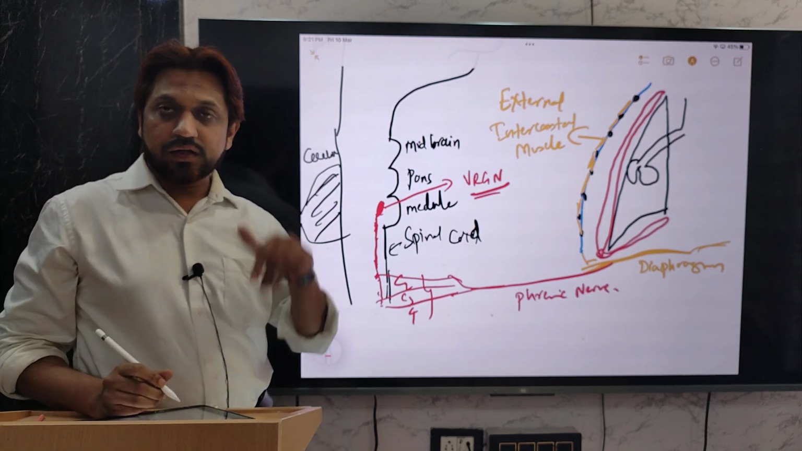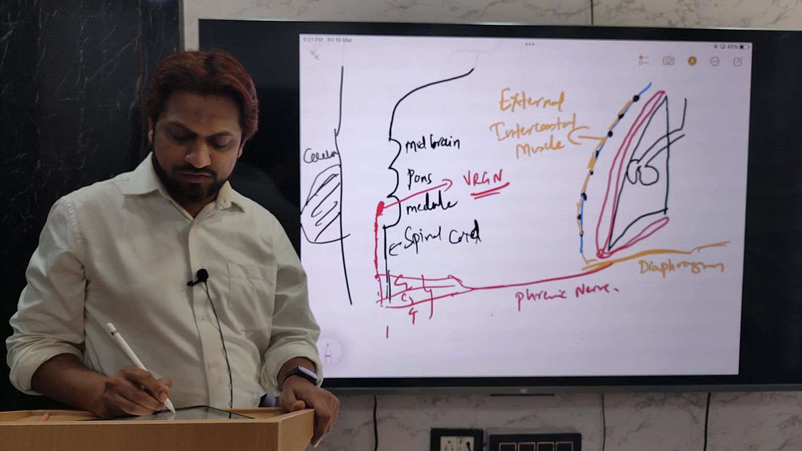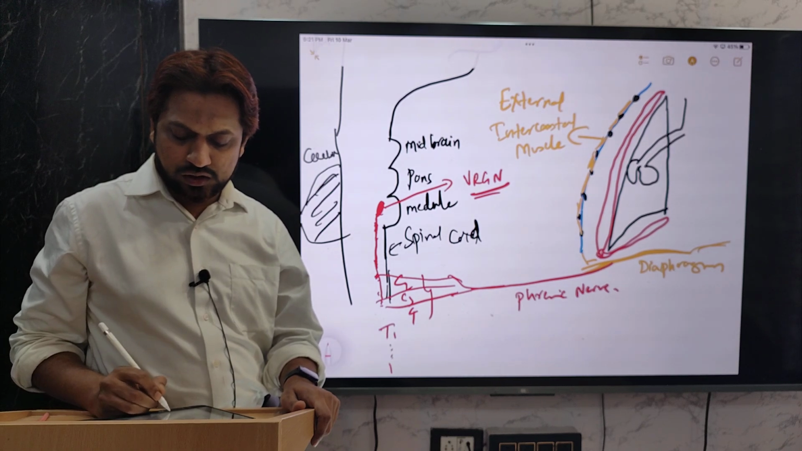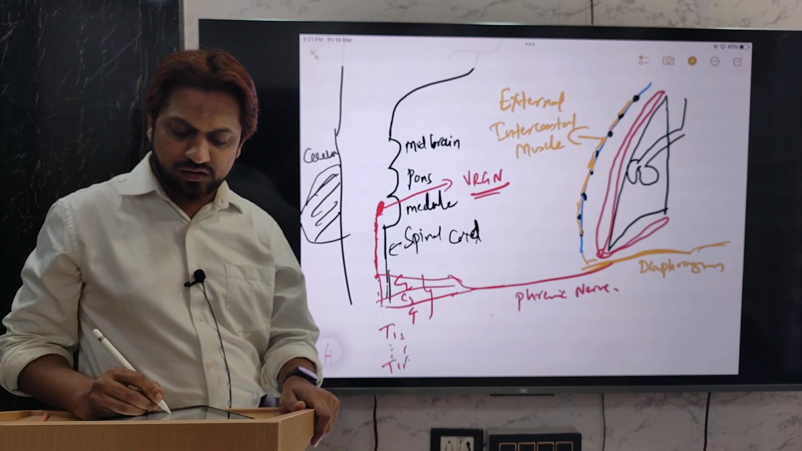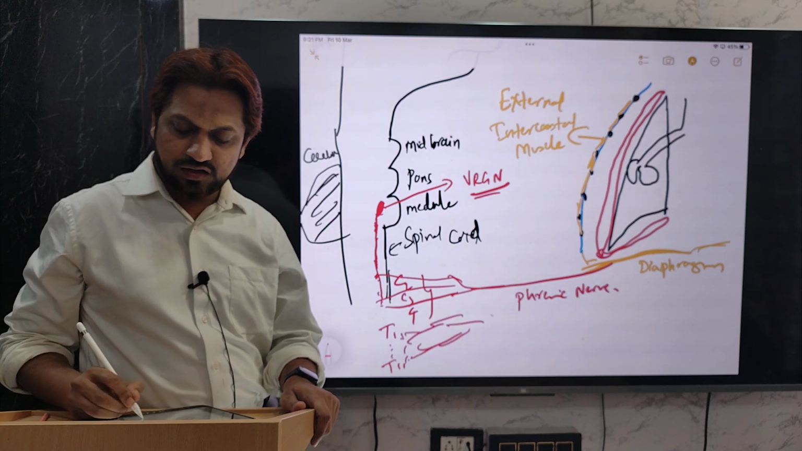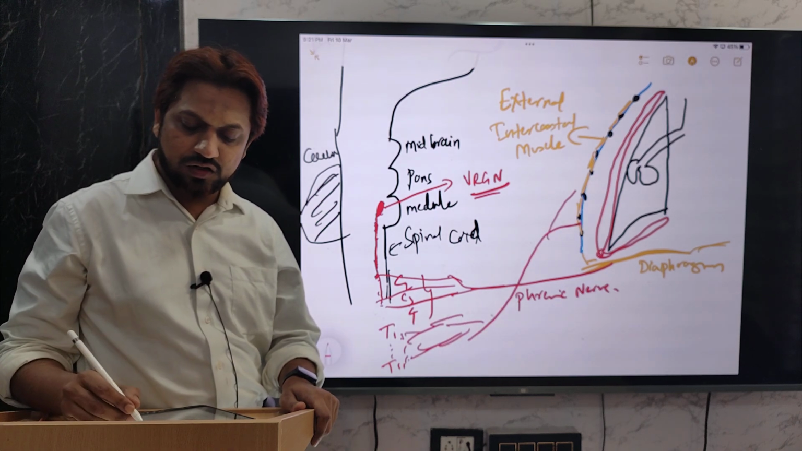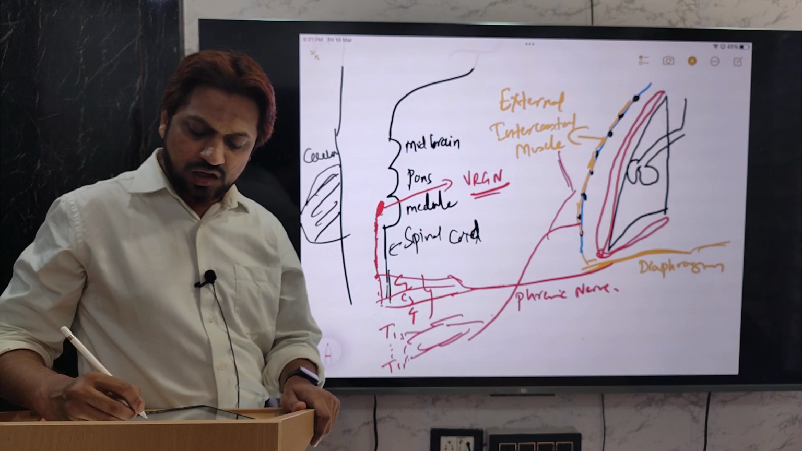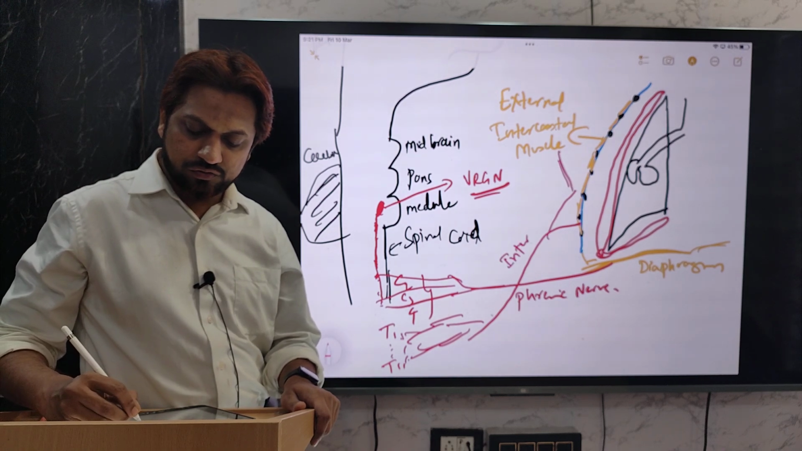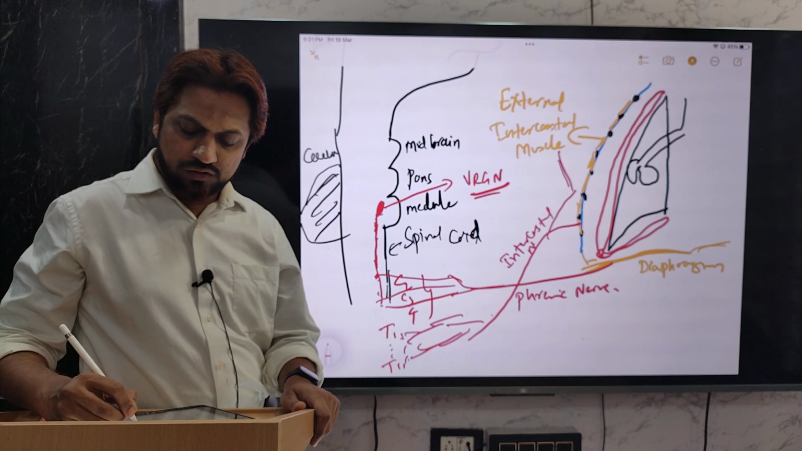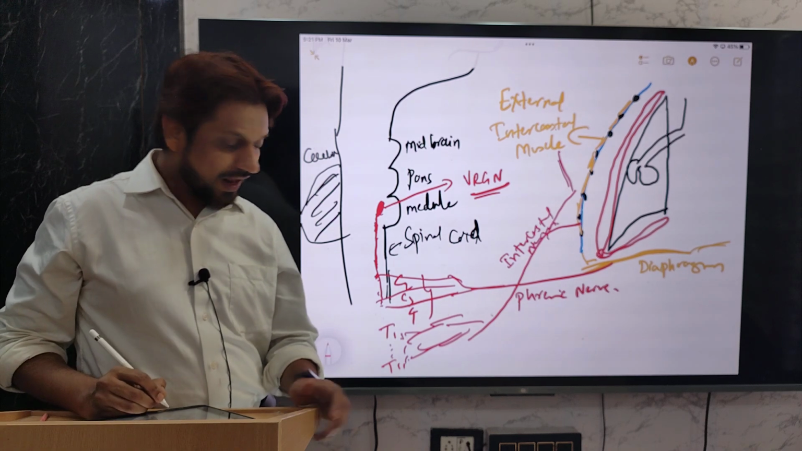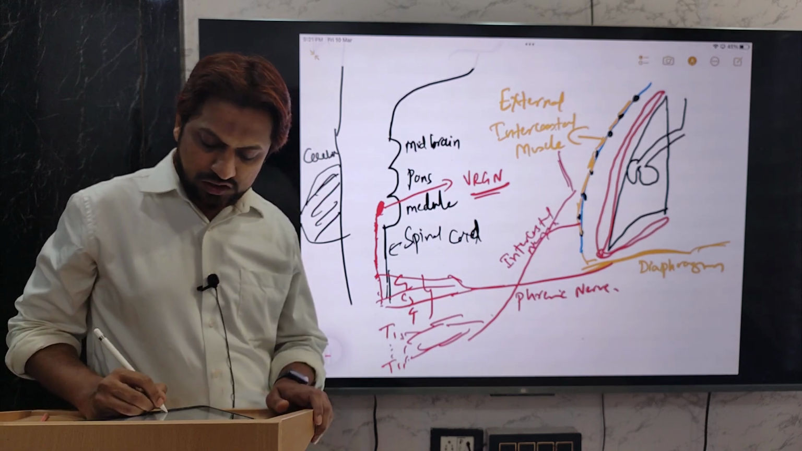Then again in the spinal cord, from the thoracic segments T1 to T11, nerves originate and supply the external intercostal muscles, and these are known as the intercostal nerves, which originate from the thoracic segments T1 to T11.